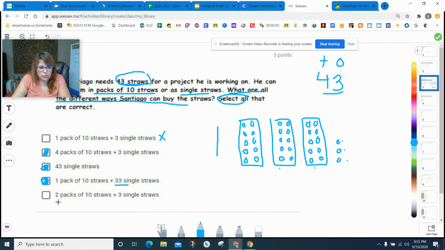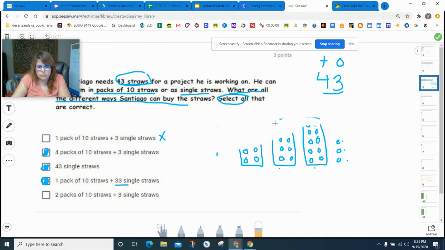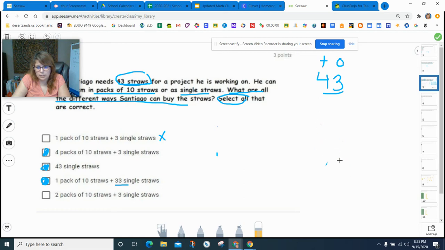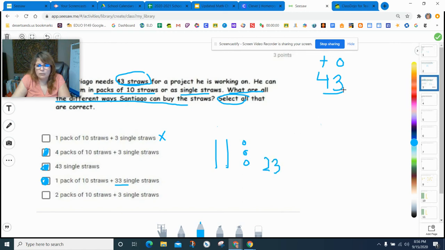Then I look at my last choice. It says 2 packs of 10 and 3 singles. So I'm going to draw that to make sure if it's a good choice or if it's not a good choice. So let me erase my picture. And now it says 2 packs of 10. So I'm going to draw 2 packs of 10 and then 3 singles. 1, 2, 3. So I have 10, 20, 21, 22, 23. That's 23. That's not enough because I want 43. So this is not a good choice.